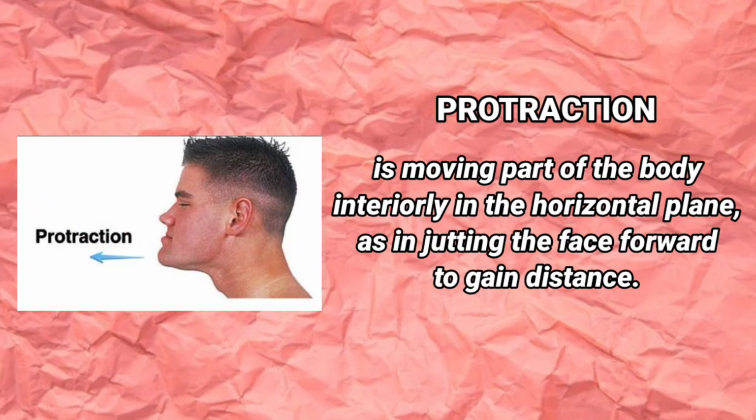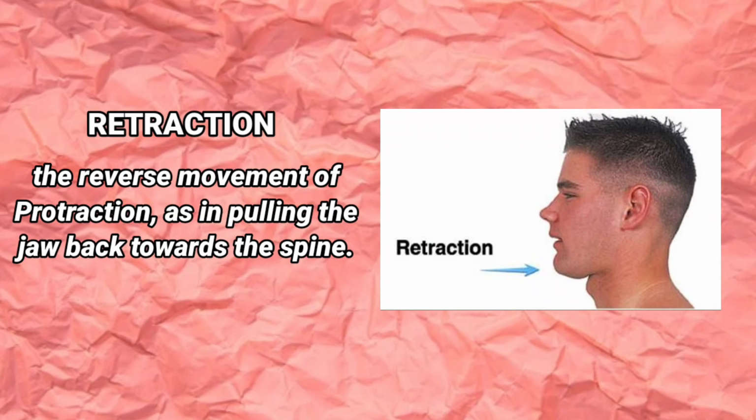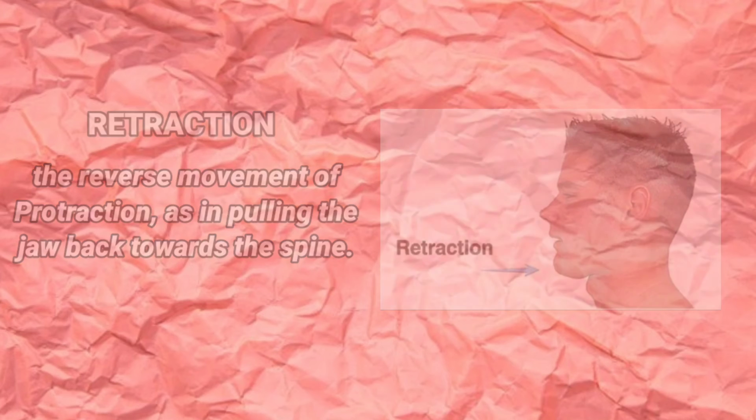The 11th movement is protraction. It is moving a part of the body anteriorly in the horizontal plane, as in jutting the face forward to gain distance. The 12th movement is retraction. The reverse movement of protraction, as in pulling the jaw back toward the spine. Let me show you the proper execution of protraction and retraction.